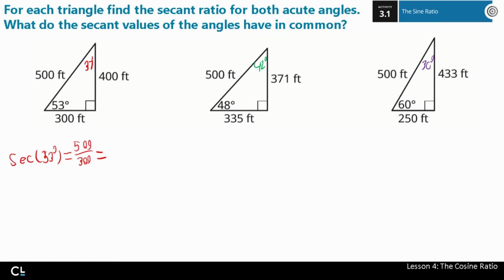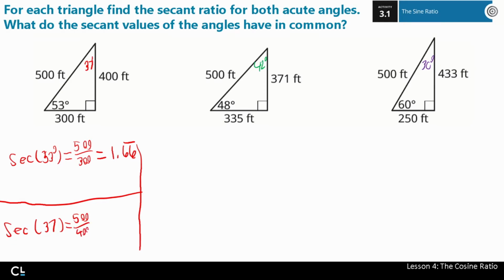And what do we get? We get 1.6666 repeating. So we're going to put 1.66 repeating. Awesome. Next one. The secant of 37. Hypotenuse over adjacent, so it's going to be 500 over 400. Once again, plug it into the calculator. 500 divided by 400. And we get 1.25.